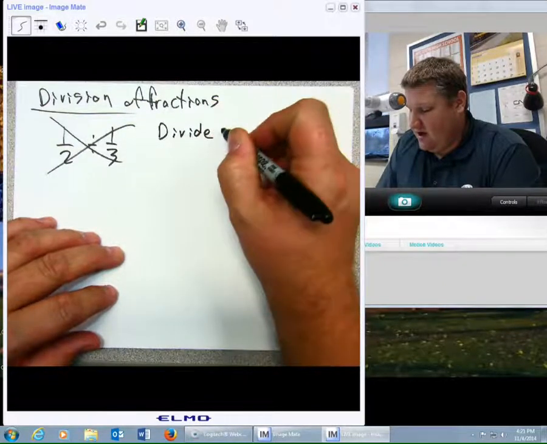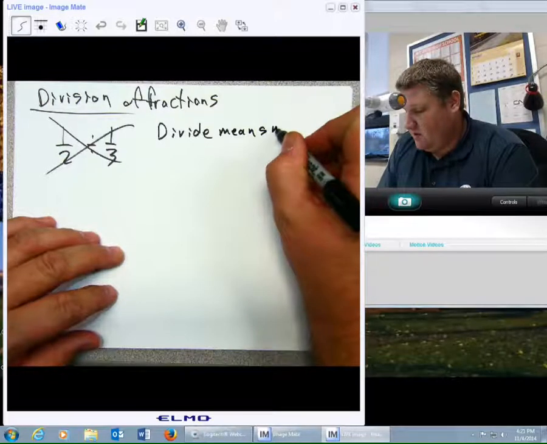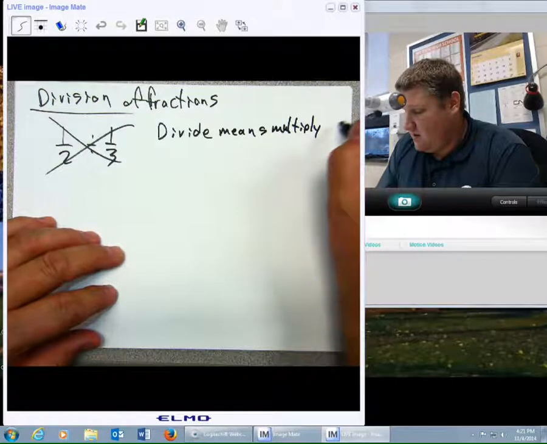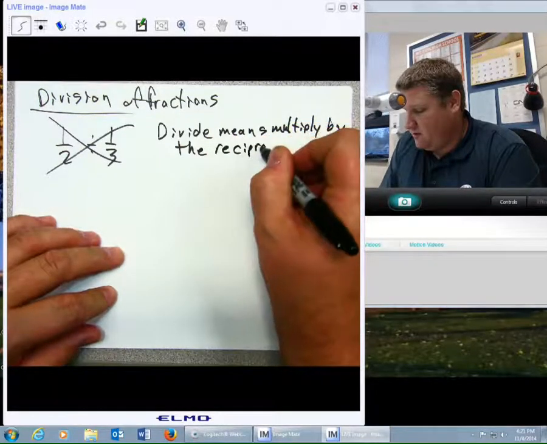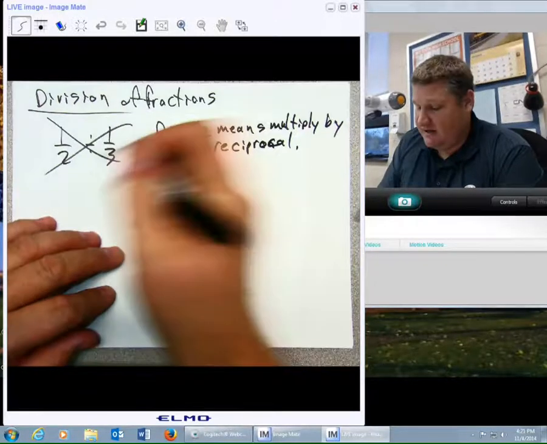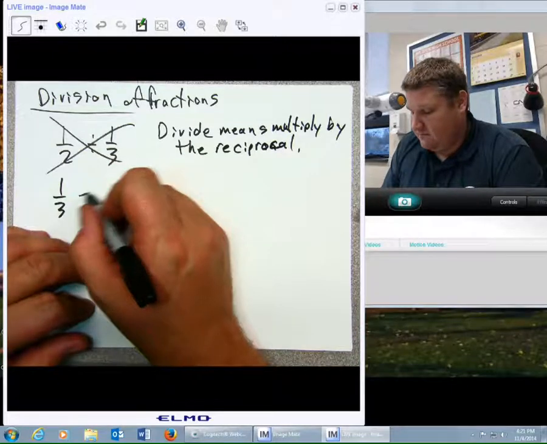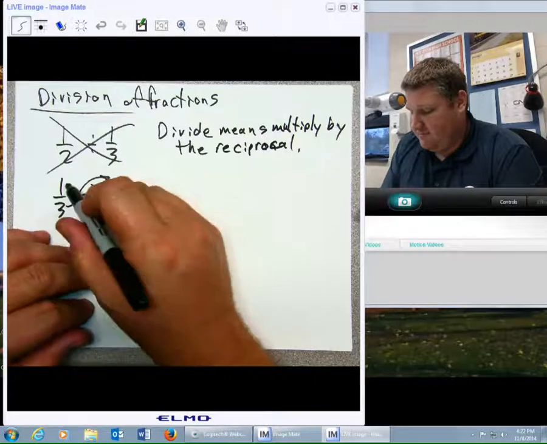What it really means is multiply by the reciprocal. Multiply by the reciprocal. Now, the reciprocal of 1/3 is 3/1. You take the bottom and put it on the top, and the top and put it on the bottom.